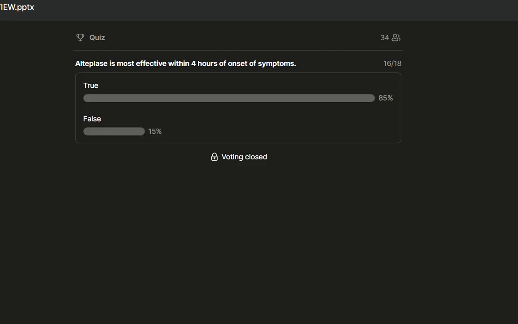All right, alteplase or TPA. That is my one and only true clot buster. It will break a clot, nothing else will. We usually use it when someone is having a massive MI or is having a stroke. But time is tissue and the time matters. We are going to get the best effect if we are within 4 hours or less of onset of symptoms.